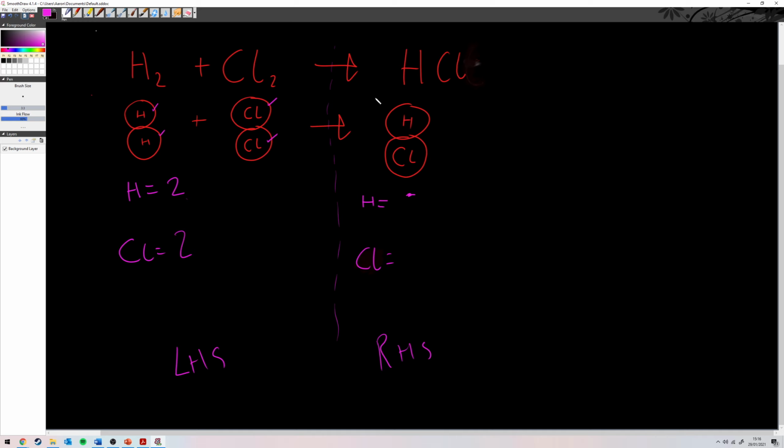Let's look at the right hand side now. How many hydrogens do I have? Well, there's my hydrogen. I know it's not got a number next to it or in front of it, so it must be 1. But just in case, I drew my particle diagram. I've got 1 there. And my chlorine atoms, the same again. I've got 1 chlorine atom. So right now, this is not balanced. I do not have enough hydrogens or chlorines.